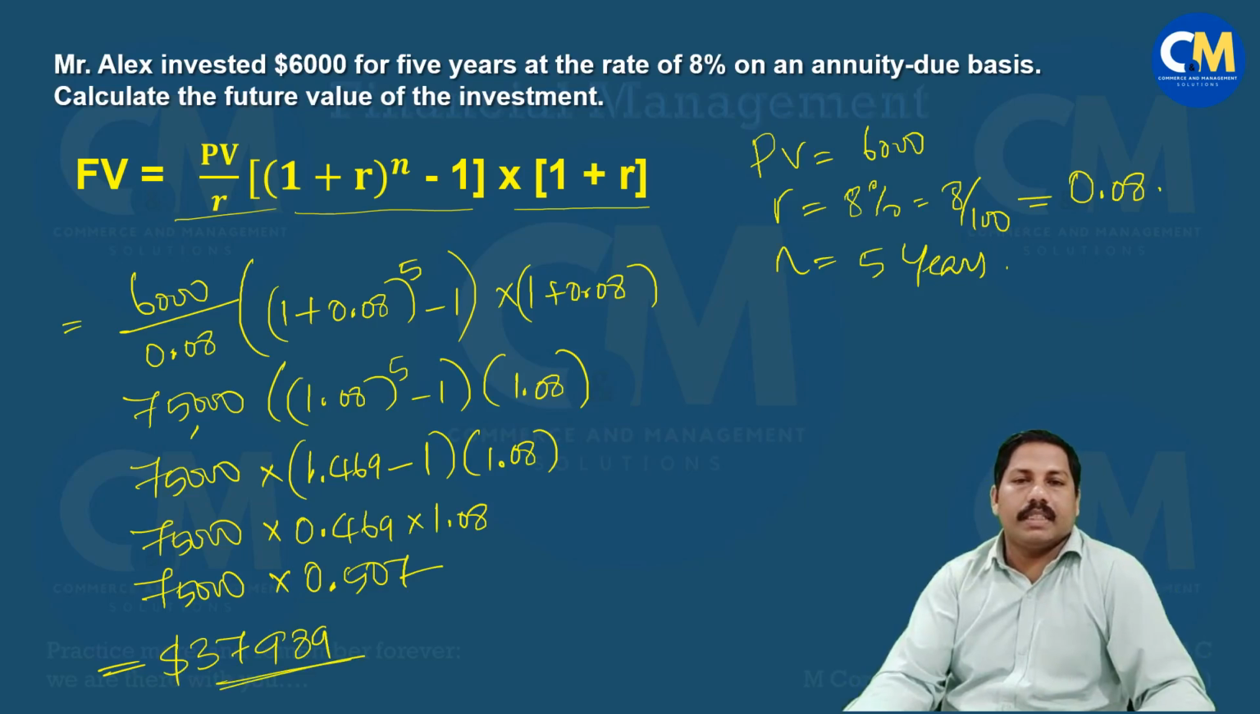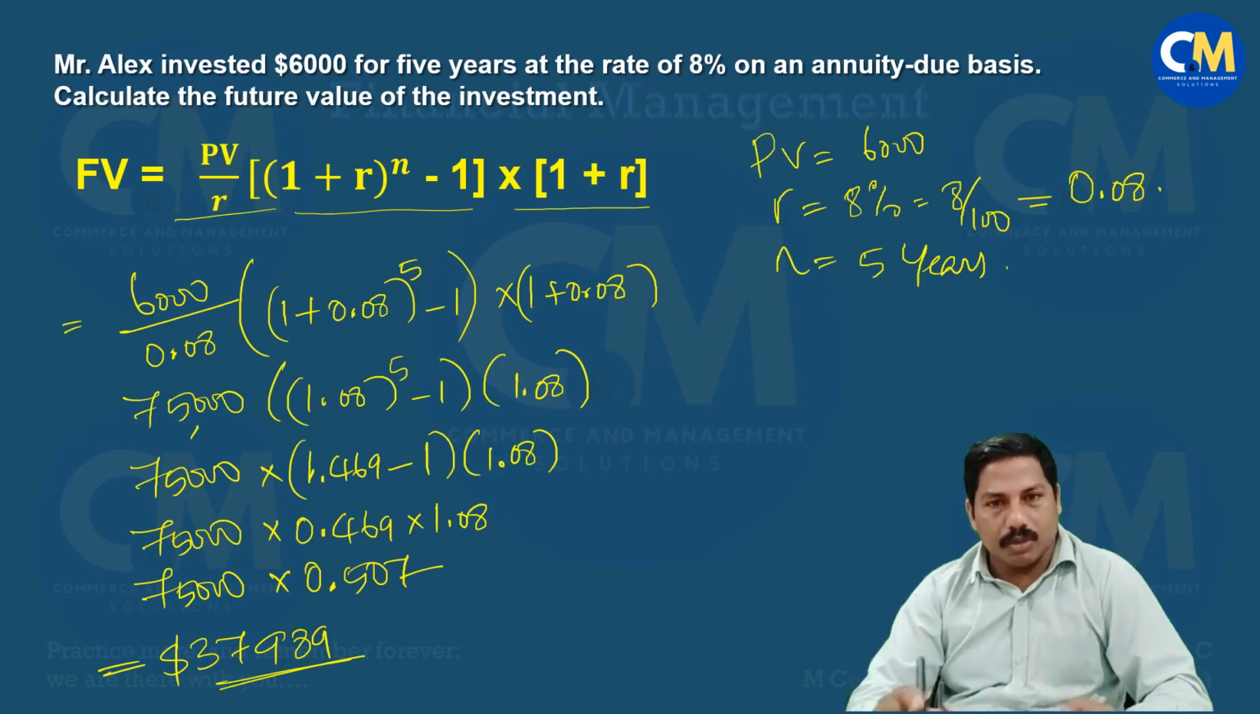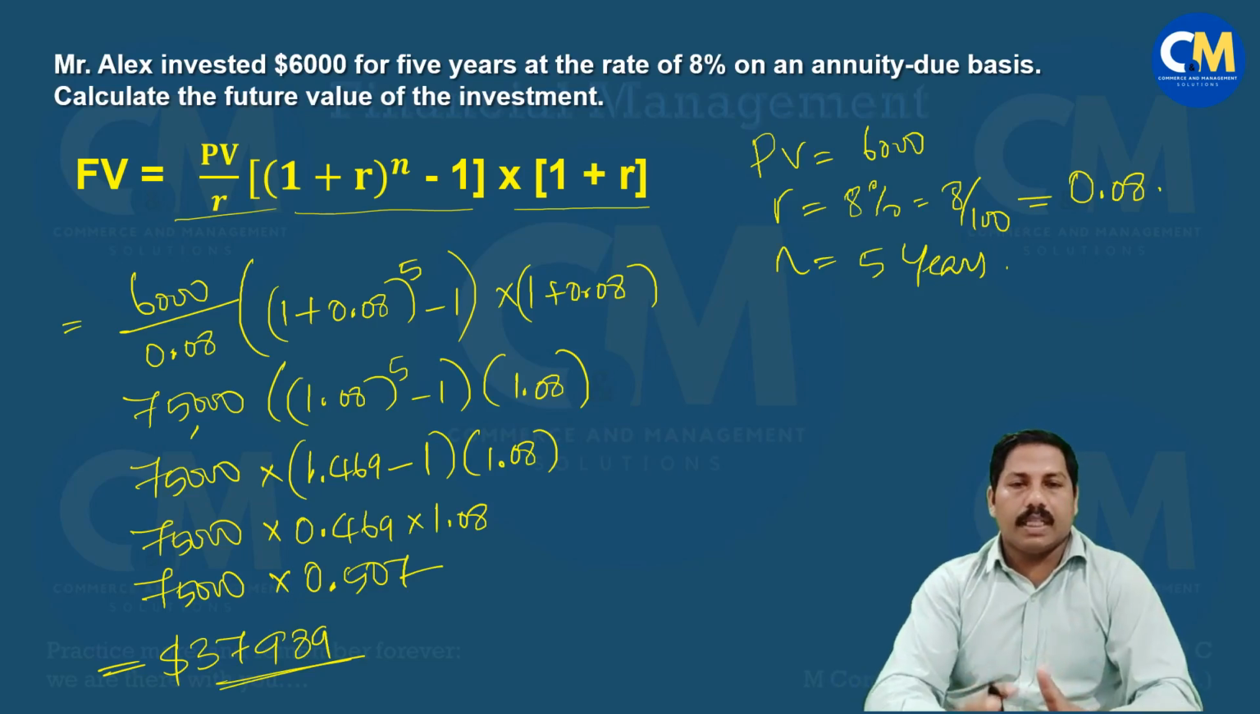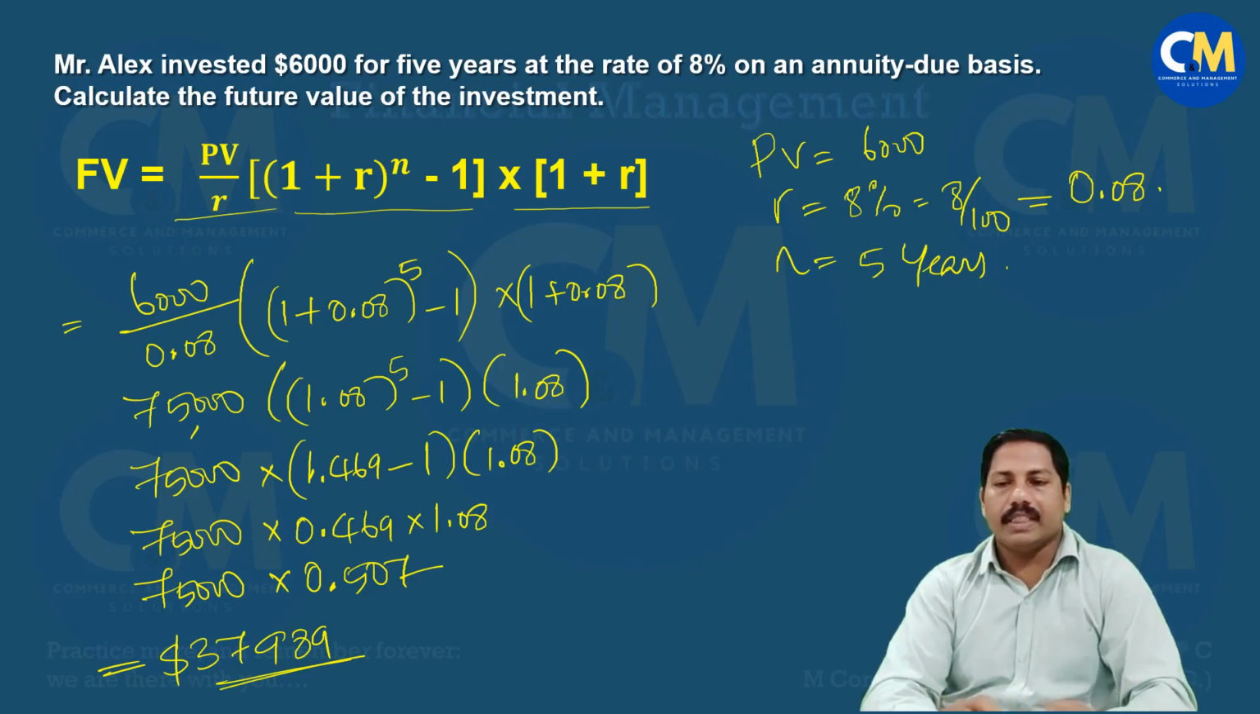37,989 he will be getting if he is investing $6,000 every year for 5 years at the rate of 8% on annuity due basis. Hope you understood how to calculate the future value in case of annuity due. Just remember that formula, then apply the values into the formula, then you will be getting very easily the answer.